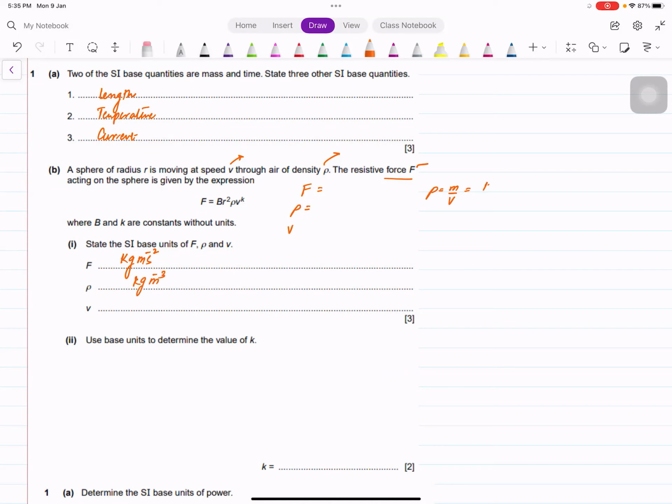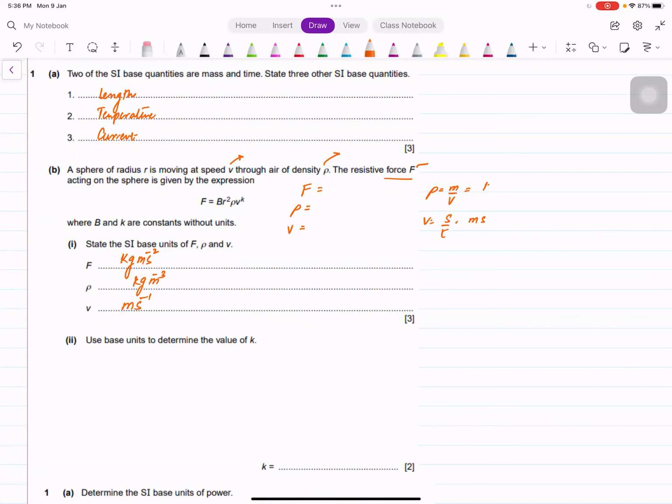And Yaya, can you please tell me the units of velocity? Meters per second squared? Are you sure? Meters per second. Very good. That's very good. Okay. So now we've done this. Now it says determine the value of K from this.